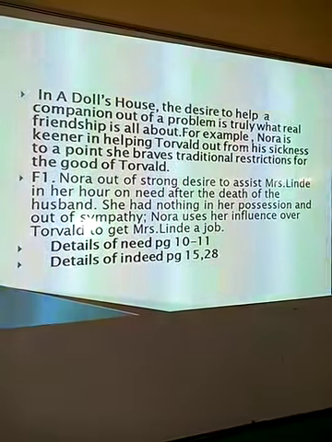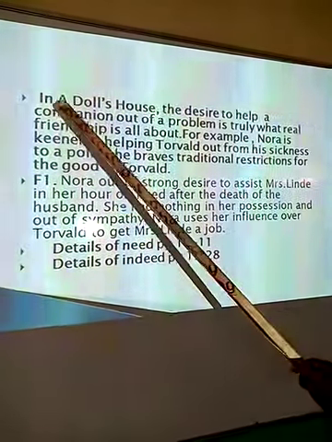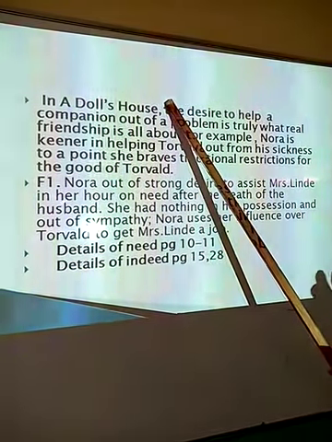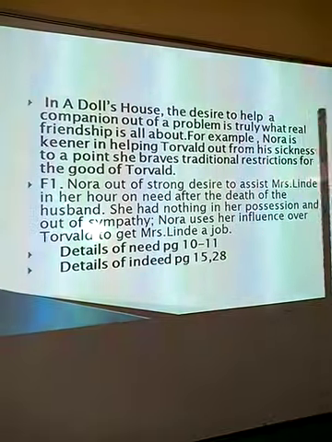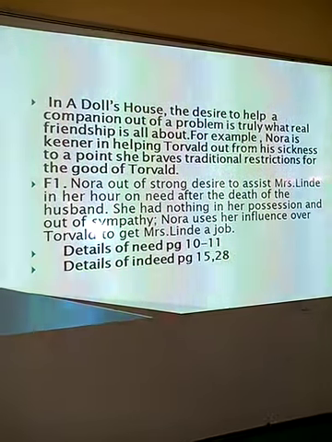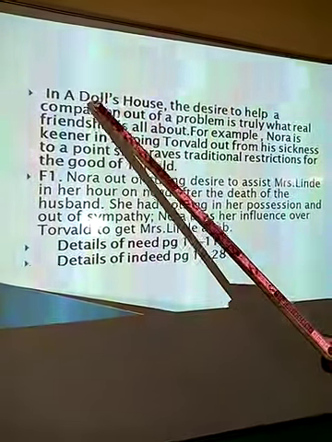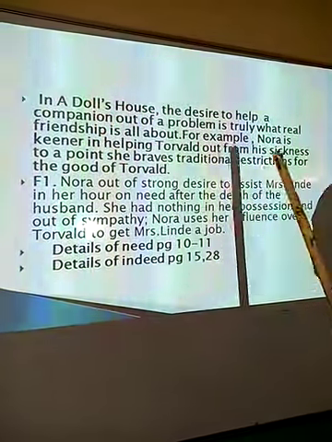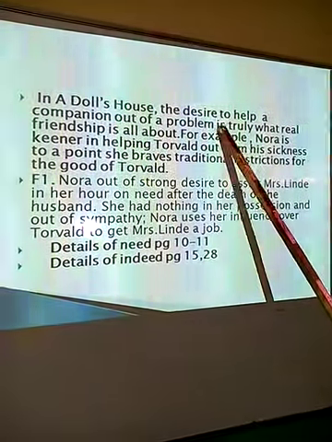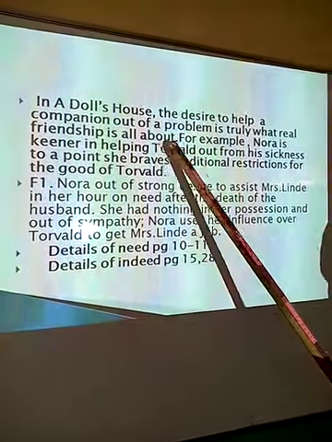For example, this is our sample essay, and therefore the phrase "in A Doll's House" tells us that the candidate is not talking about something that is out of the ordinary. This is not the candidate's creation, but these are things that happen in A Doll's House. The desire to help a companion out of a problem is truly what friendship is all about.